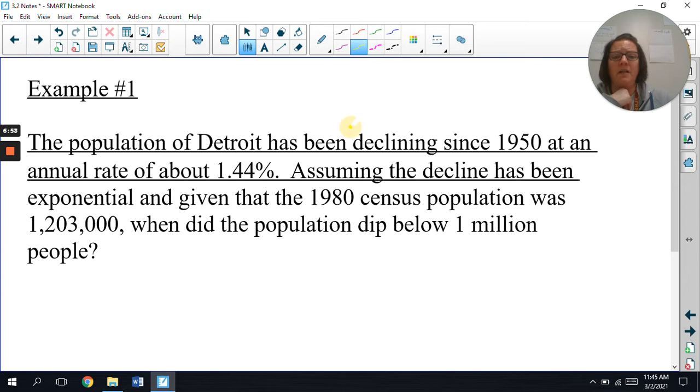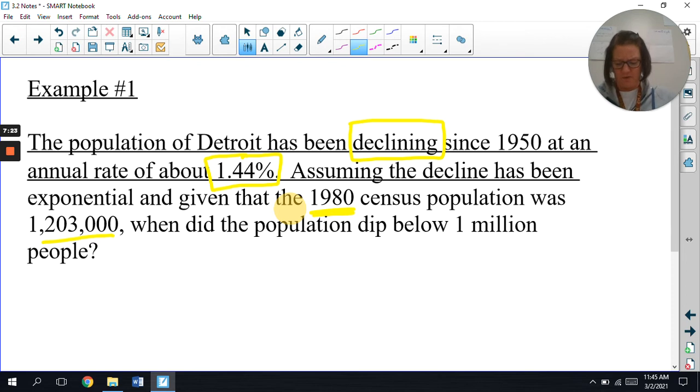We have a declining population, and it's declining at an annual rate of here. Okay, so that's key. Now, it does say it's in 1950, but the initial population, the only other population they're giving us, is this. So that will become our initial population, but we have to be careful. It's after 1980, so that's going to be our units for our time.